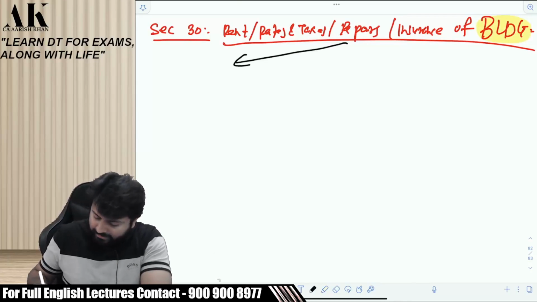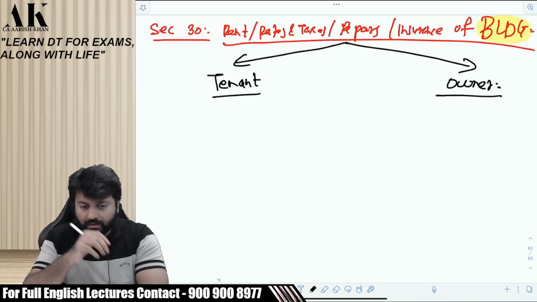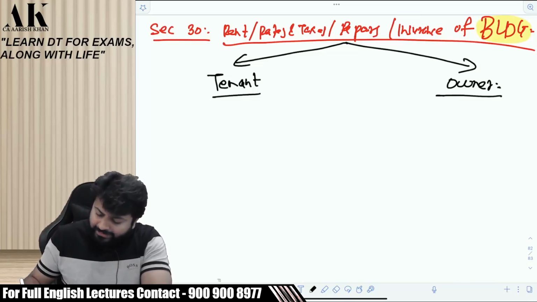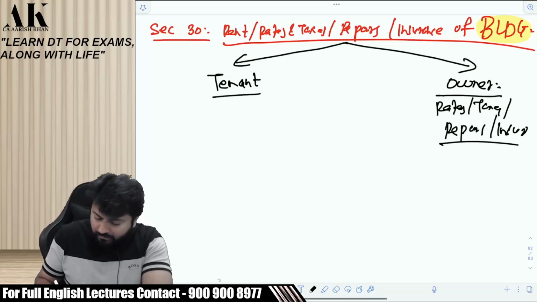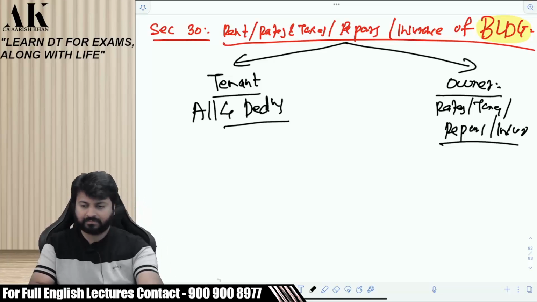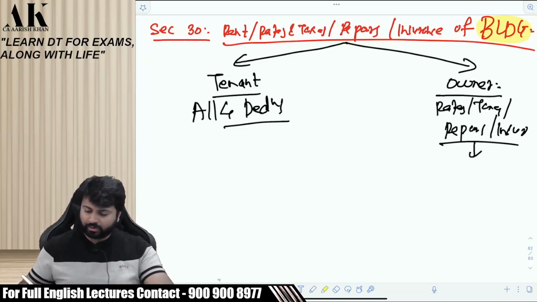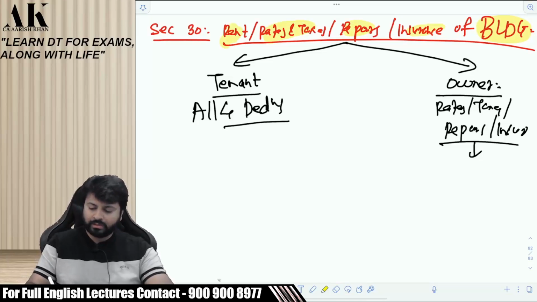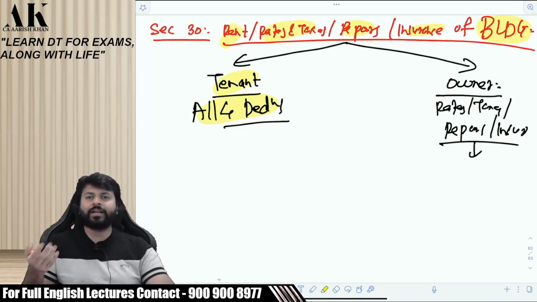Now, there can be two people over here. One is tenant, one is owner. Owner will get 3 deductions: rates and taxes, repairs, insurance, and tenant will get all 4 deductions. If you are owner, then you will get 3 deductions out of these 4. But if you are tenant, you can get all 4 of them. Obviously, owner cannot get deduction of rent.